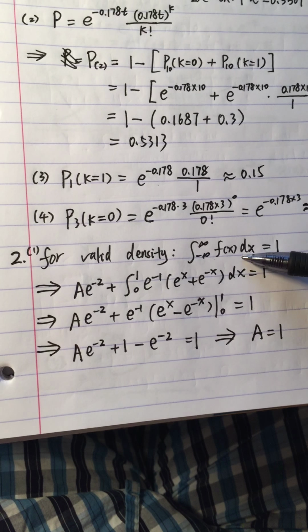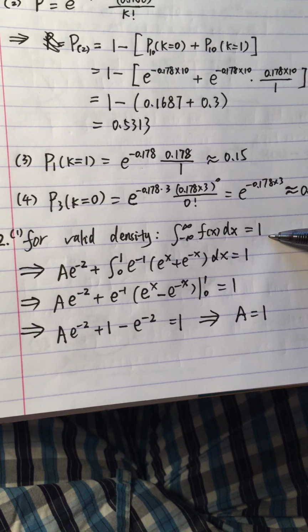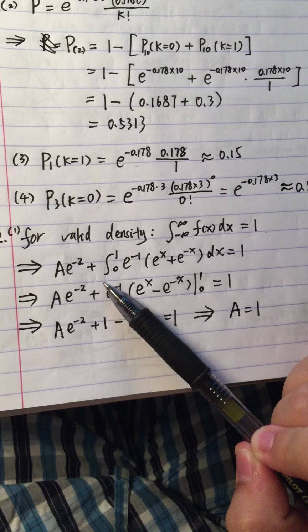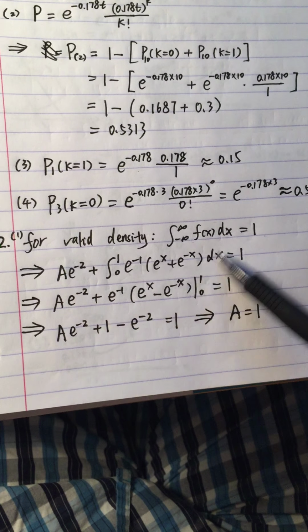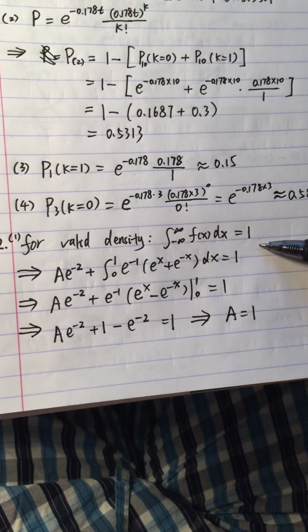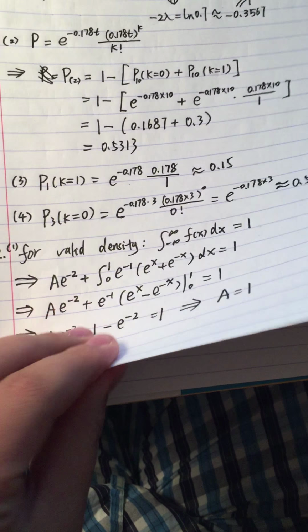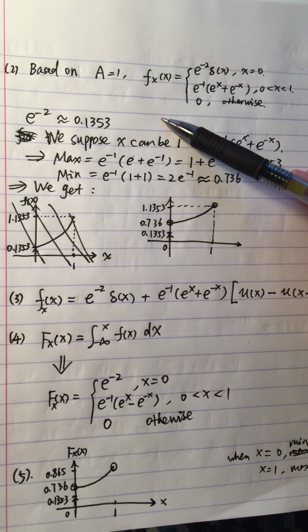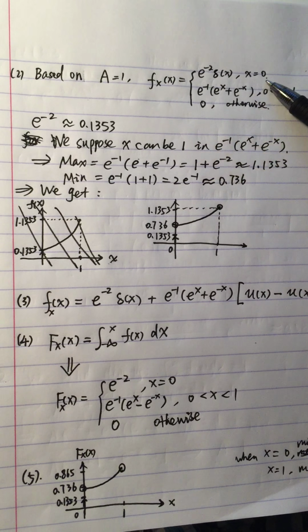Okay, so for question 2, we need to find that for a, that fx is a valid density. That means the integral of fx dx equal to 1. So we can easily find that a e to the minus 2 plus the integral from 0 to 1, and so the total equal to 1. So we can easily calculate. After that we get a is equal to 1.